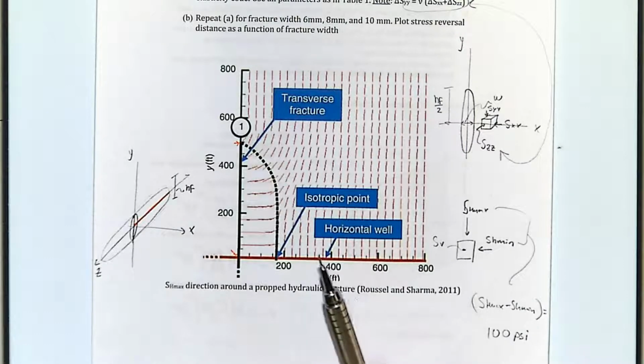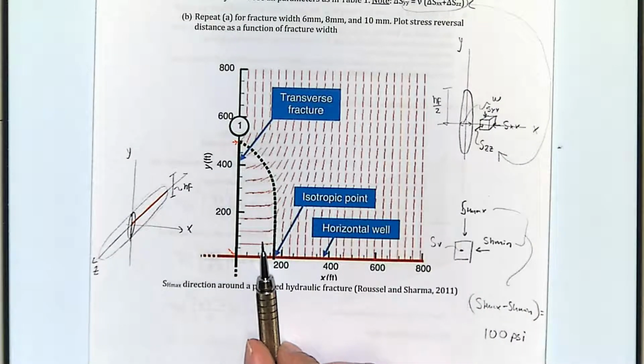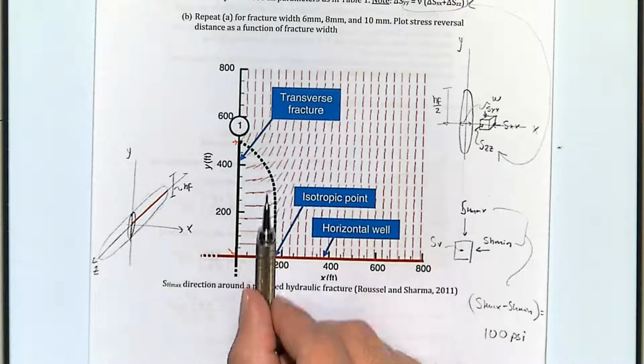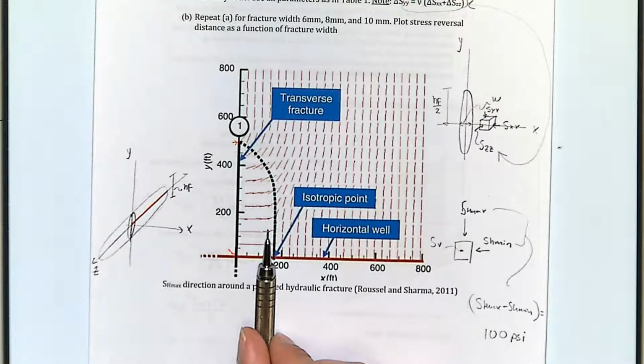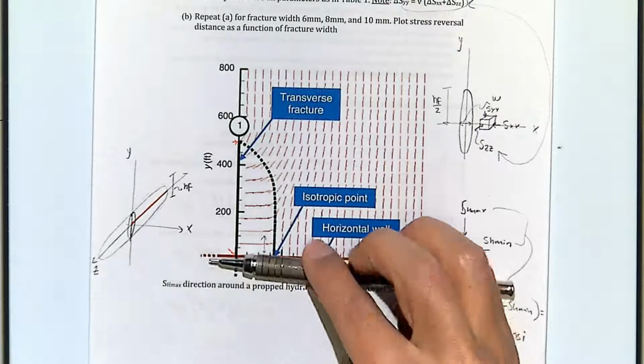Oh, one more thing from the practical point of view. Why do you want to know what is the point of the stress reversal? Any idea? Hamza? Because that will tell you where to put the second fracture, right? Because if you were to put the fracture over here, it won't grow in this direction. It will grow perpendicular to the minimum principal stress, but now the minimum principal stress is in this direction, so it's going to grow like that.